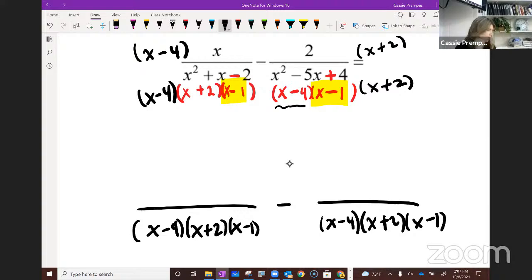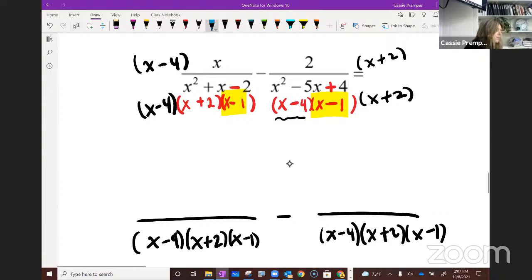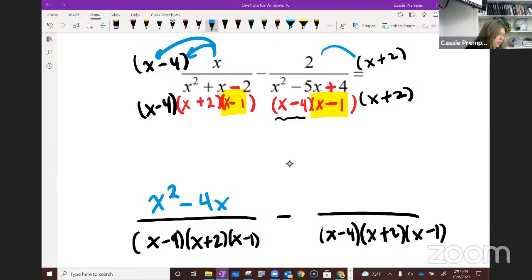Now, more strategic work comes in. I have to simplify the numerators. X plus 1, x plus 2, x minus 1. All right, now they're the same. So let's look at the numerator. What do I have to do with this x if I'm multiplying it by x minus 4? Distribute. So that would give me x squared minus 4x. And looking at the second fraction, I have to distribute the 2. So I have minus 2x plus 4.